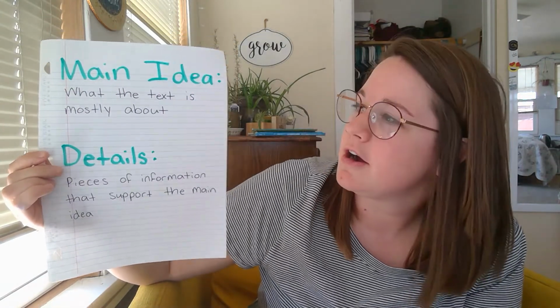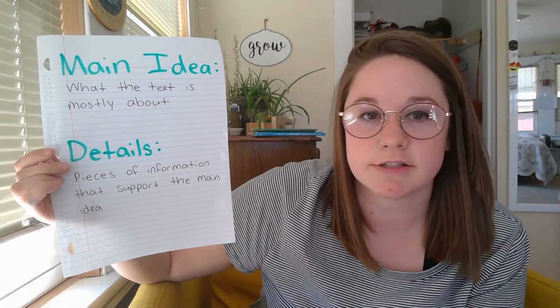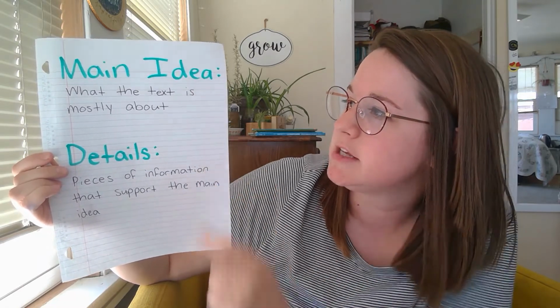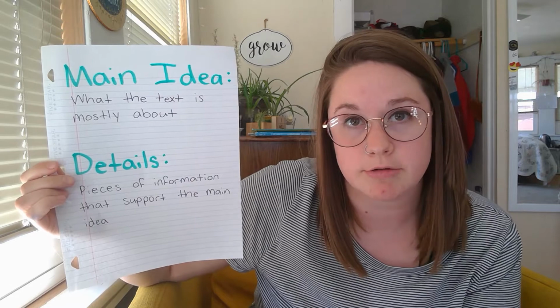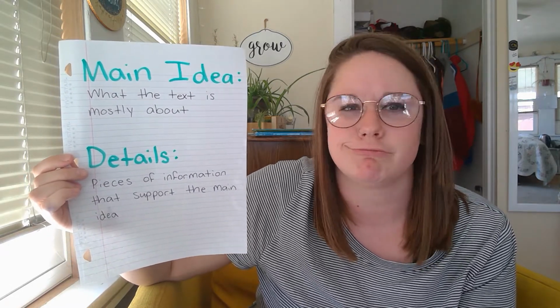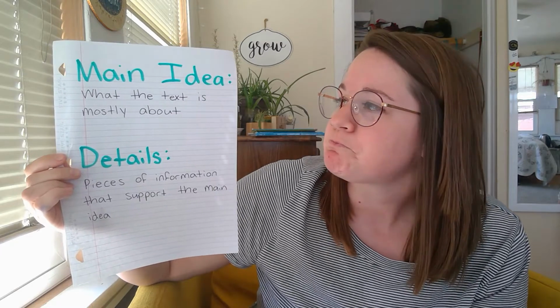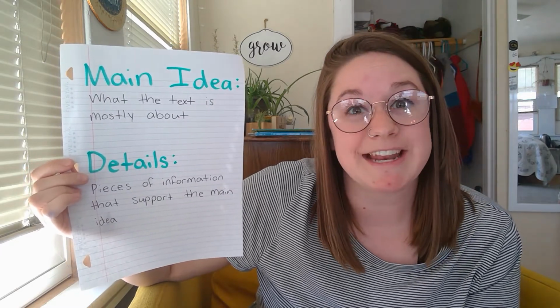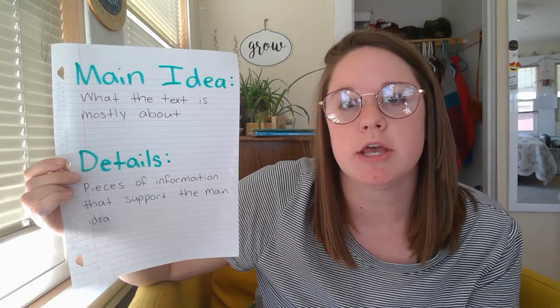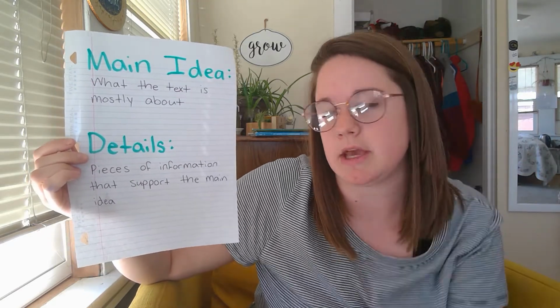So here are the main idea and details definitions. This is what they mean. The main idea, if you can remember from last week, is what the text is mostly about. So as you're reading a book or a paragraph or a few pages, you can identify what the main idea is. You can say, here's the main idea. It's what that section or that book is mostly about, the big idea.